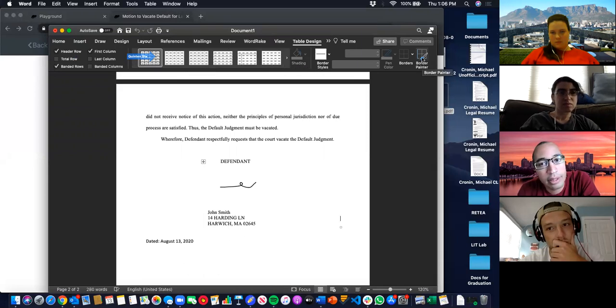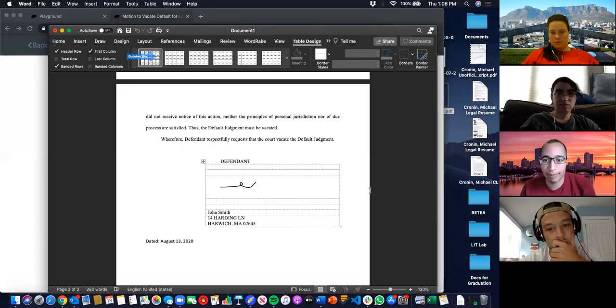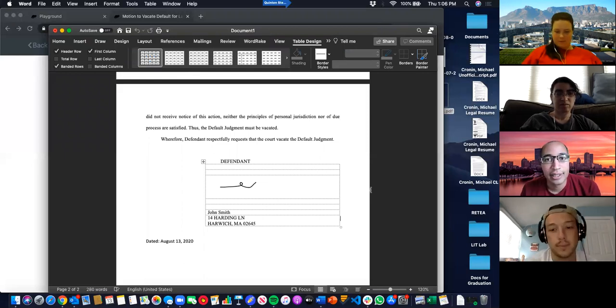Usually I would just put all the borders back in, and you can probably figure out how to get the table right. There you go. All right. Is that it?